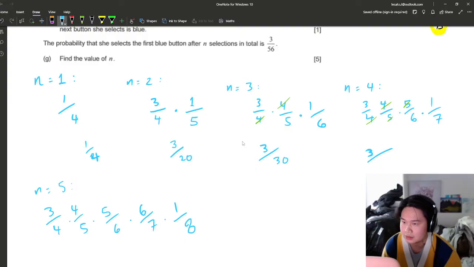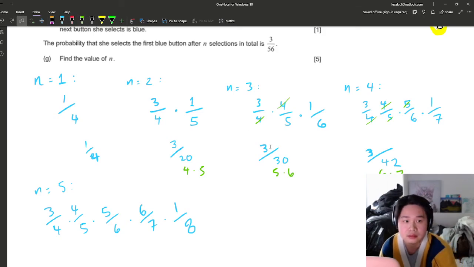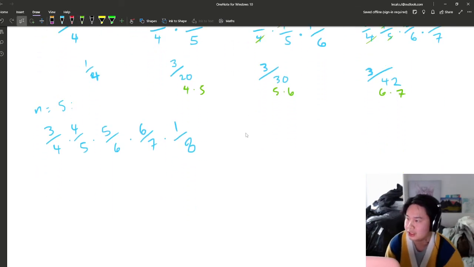What's 6 times 7? 42? Maybe I'll leave this as 4 times 5. This is 5 times 6, right? This is 6 times 7. Okay, maybe there's a pattern emerging. And then 4, 4, 5, 5, 6, 6. So then this becomes 3 over 7 times 8.